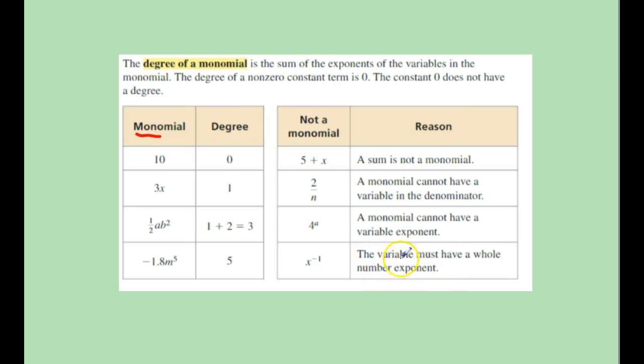If I'm dealing with negative exponents, those are not considered monomials, right? Because it will change how we look at those and it will become a fraction. So here's some examples of monomials and the degree that they are. So again, we're just looking at the variable and the exponents.